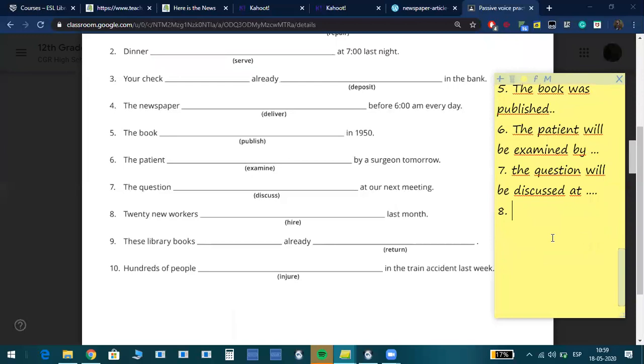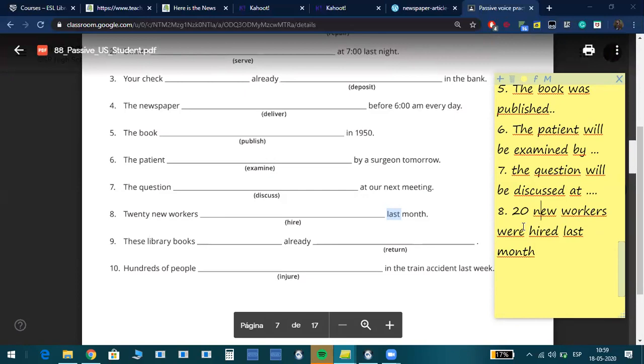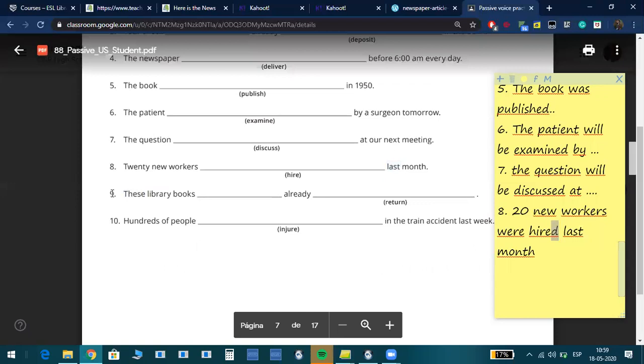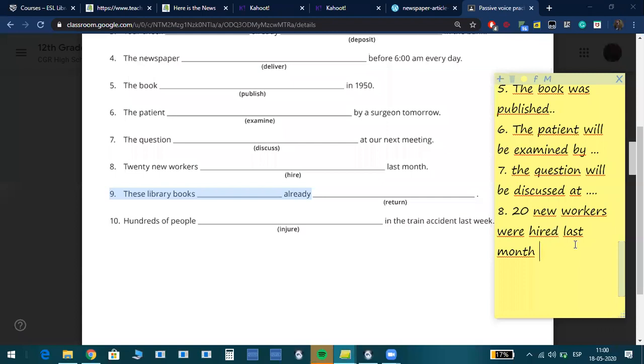Last, that is past simple. Daniel? 20 new workers were hired last month. Yeah, excellent. So last, past simple. So 20 new workers were, because it's plural, the verb hired is a regular verb, so we put the hired. What's the meaning of hired when you hire a service? Contratados. Yes, thank you. And what we have, Martuco, number 9, please have a look. These library books already. Already is an expression of the present perfect.